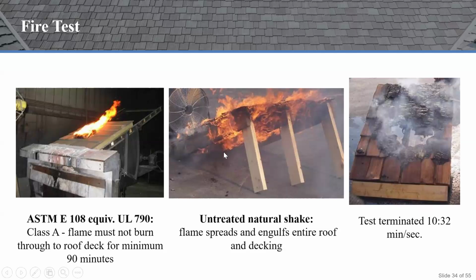Okay. So you just want to ensure that any product or manufacturer that you're considering has done the ASTM class A testing. Okay. And basically what that does is, I'll show you an example here. You take an open flame, and with untreated natural shake, that flame just spreads and engulfs the entire roof pretty quickly. Okay. You see about 10 minutes, that roof started to fail and penetrate into the attic space of the home, right?